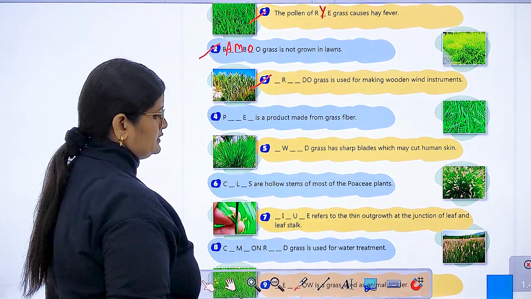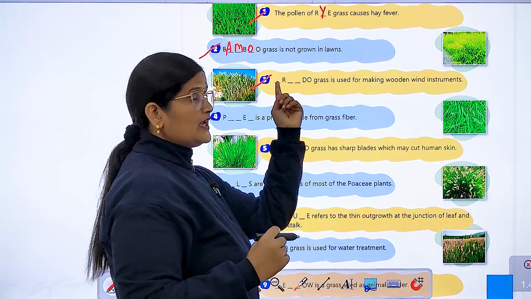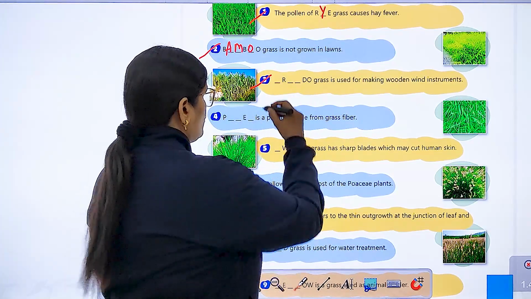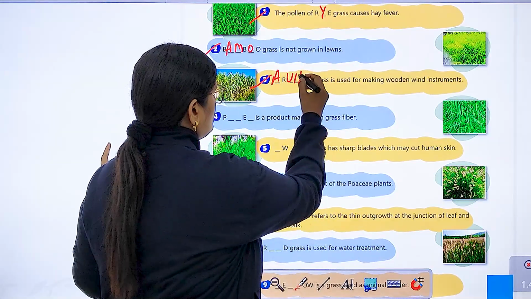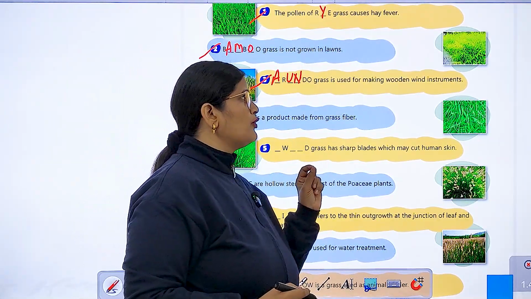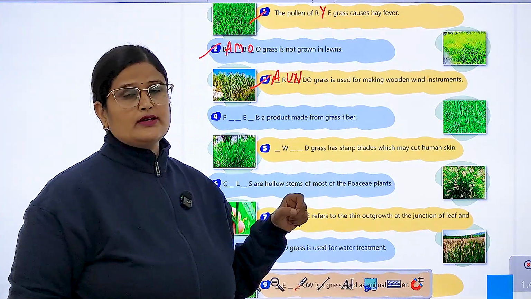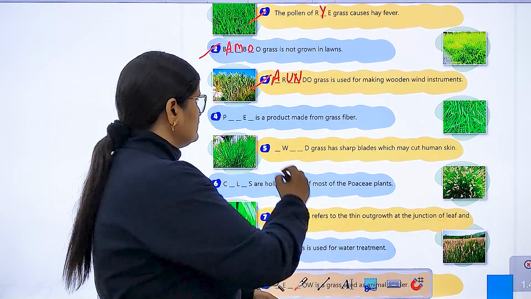Number 3, it is arundo grass. ARUNDO. Grass is used for making wooden wind instruments. Okay, like the hand fans and so on.